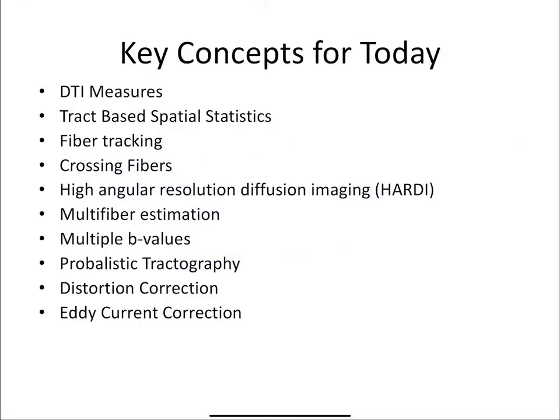So lots of topics to cover today. We're going to recap a little bit what we talked about in terms of DTI. We're going to talk about tract-based spatial statistics, get into fiber tracking, crossing fibers, and then really talk about what the modern protocols look like, and then talk a little bit about probabilistic tractography, and then we'll end with some of the basic processing that you need to do for DTI. Okay.